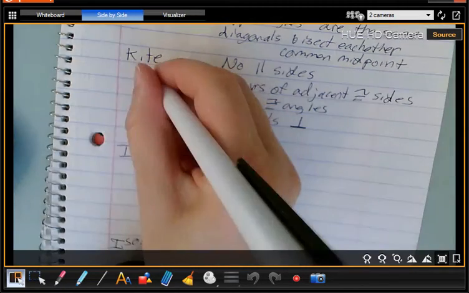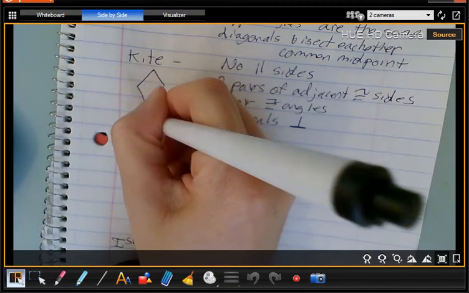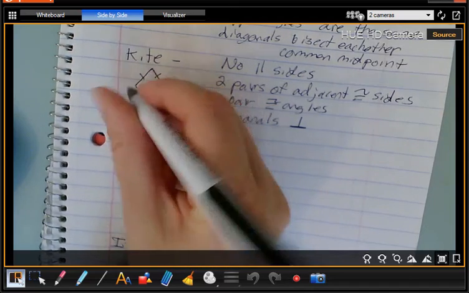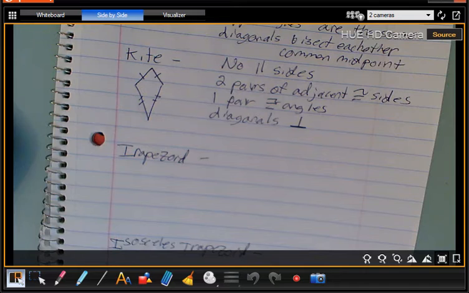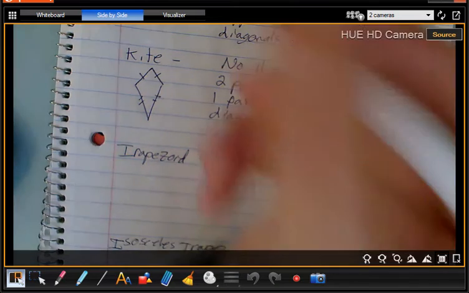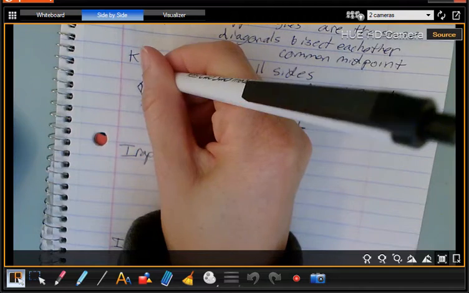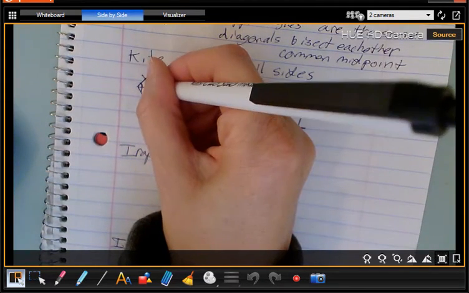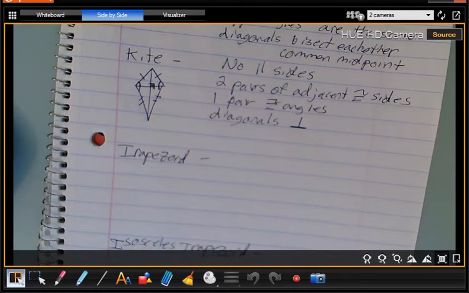So if we draw a kite, it kind of looks like a kite you would fly outside. These sides are congruent. These sides are congruent. Nothing's parallel. And these angles right here are congruent. And when we draw in the diagonals, they're perpendicular. Perpendicular means they meet at a right angle, so that's why there's that little square in the corner.